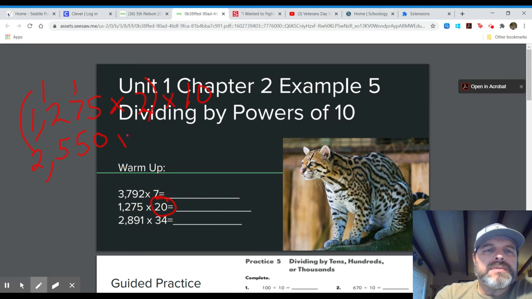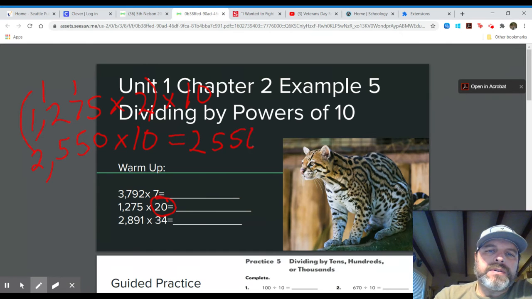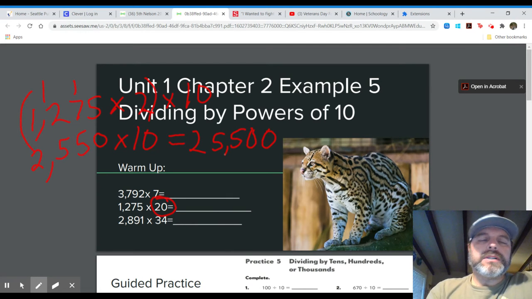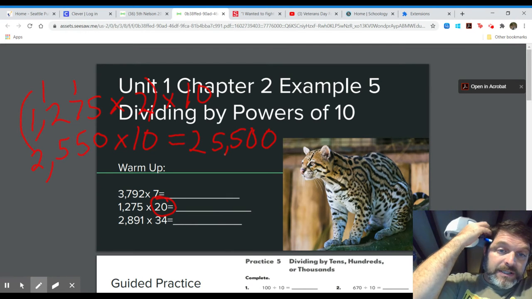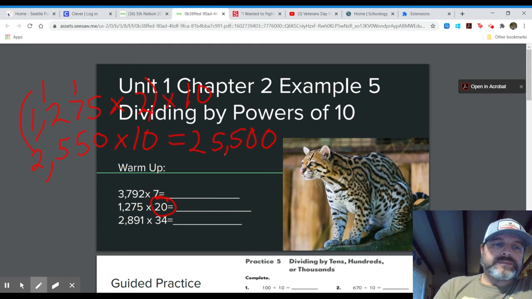So that times 10. So now remember our deal, if you're multiplying by 10, you can add a 0. So that was what Brody just said. 5, 0, and then I'm going to add another 0. And my comma will go there. It's 25,500. So that one was probably the easiest of those three.